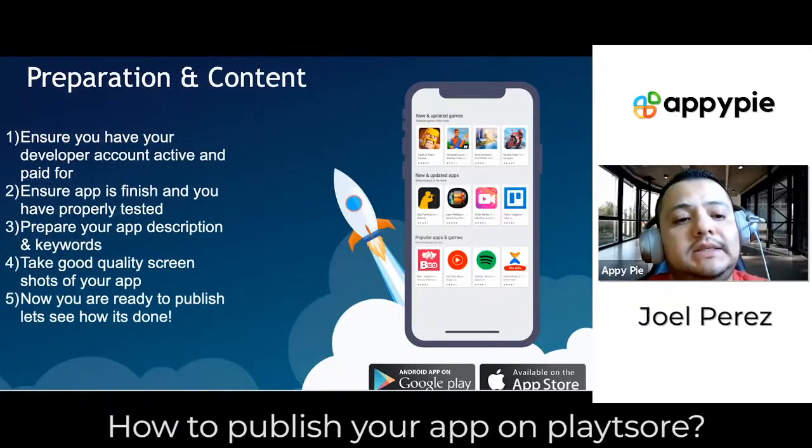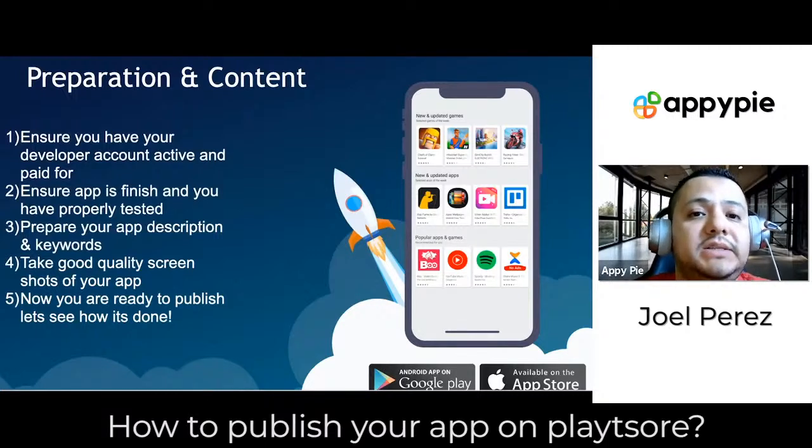So first of all, guys, when you're at the point of publishing your app, we assume that you already have built your app, you already have tested the app, you're pretty much set and done, and you're ready to launch the app and get it live so people can start downloading. So one of the first things you need to ensure is you have your developer account active and paid for. If you guys do not know, the fee for Google developer is a $25 one-time fee, and the account is yours for lifetime, okay?